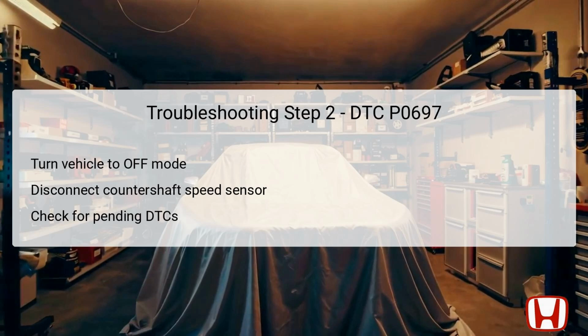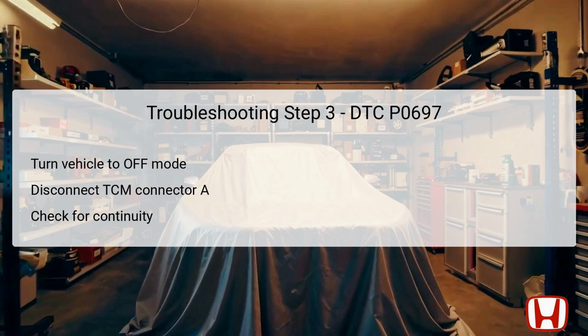Following this, check for any pending or confirmed DTCs. If DTC P0697 reappears, it indicates that the sensor itself is likely at fault, leading the technician to proceed to the next steps for repair or replacement. If it does not appear, then the countershaft speed sensor may not be the source of the problem, and further investigation of the wiring and connections would be necessary.